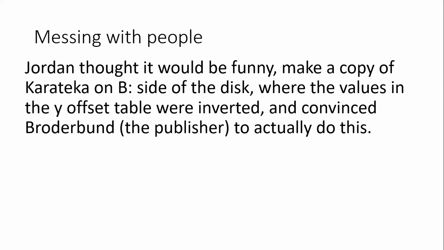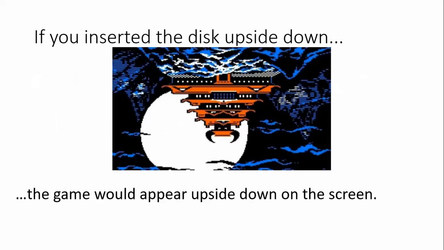Why? Like, what's the payoff for putting a B side on the disk with a table where the values are flipped? And the answer is, when you put the disk in, you get this on the screen. If you put the disk in upside down, the game is upside down, and it messes with people's heads, and they think, well, maybe that's how disks work. Like, maybe bits have an up or down or something. I don't know. It was just a funny idea, and I'm glad they did it.